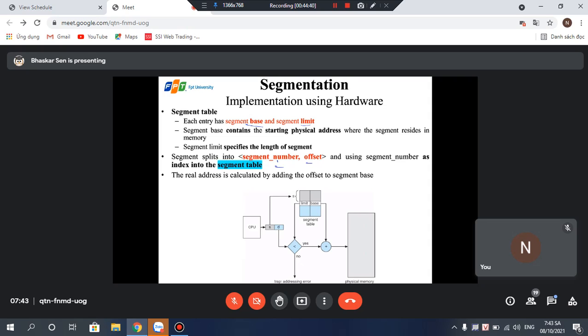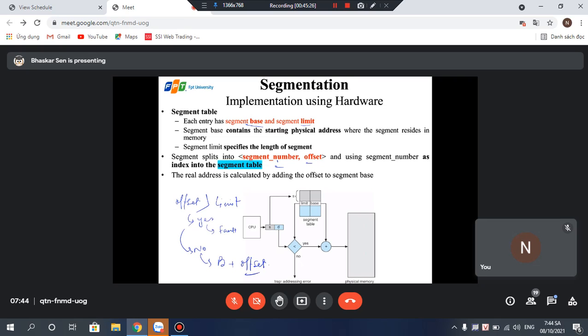And for that particular entry, you check whether the offset is greater than the limit or not. If it is greater than the limit, then yes, there will be a fault. That means the address it's trying to access doesn't fall inside that segment. It usually generates a segmentation fault. If it is no, then find the physical memory as base plus offset.